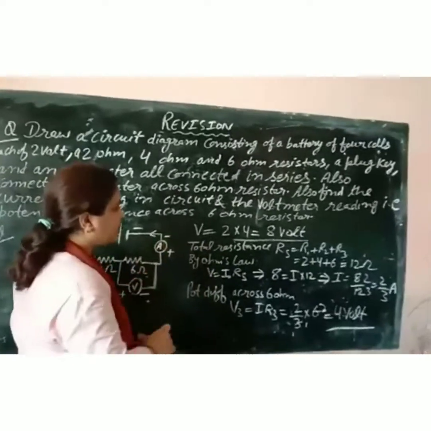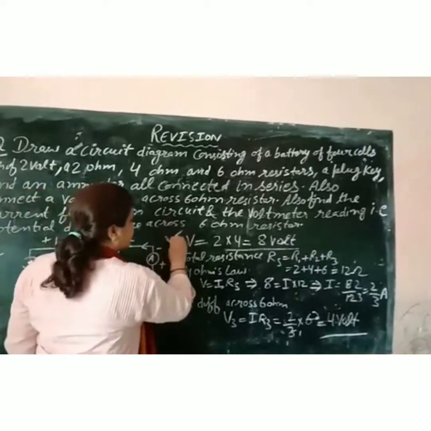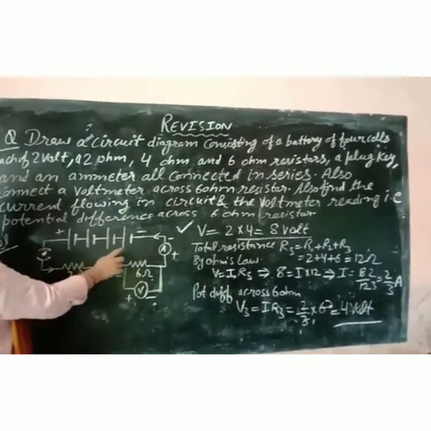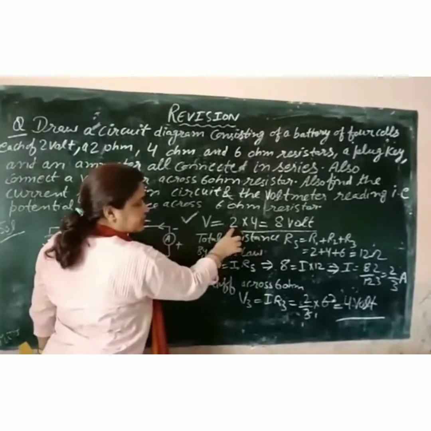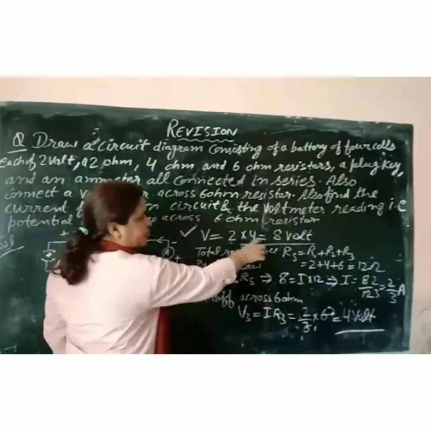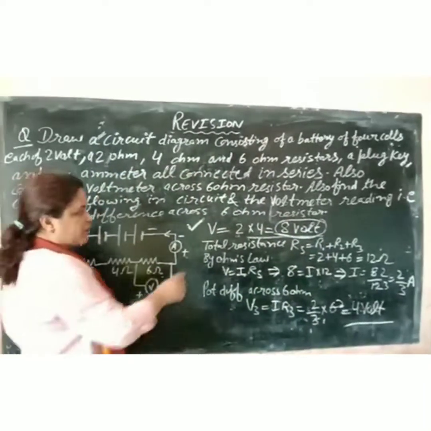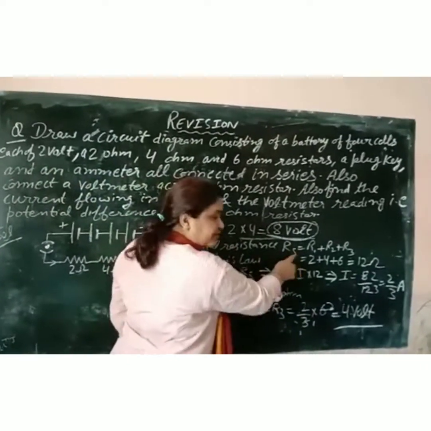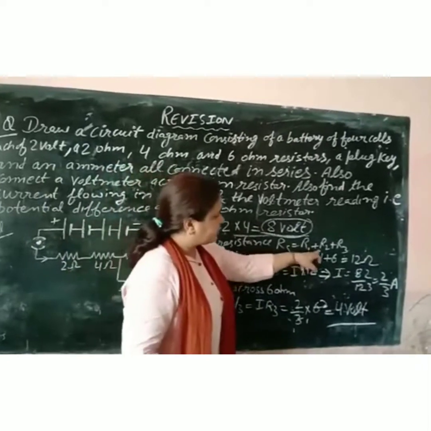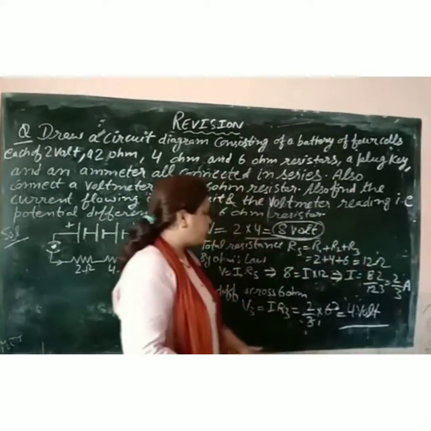Now the solution. See this, what is the total potential? How many cells are given? 1, 2, 3, 4. 4 cells are given, and what is the potential of each? 2 volt. So when you multiply, total potential is 8 volt. What is the total resistance? You will add. The formula for series is Rs = R1 + R2 + R3, 2 + 4 + 6, 12 ohm you will get.